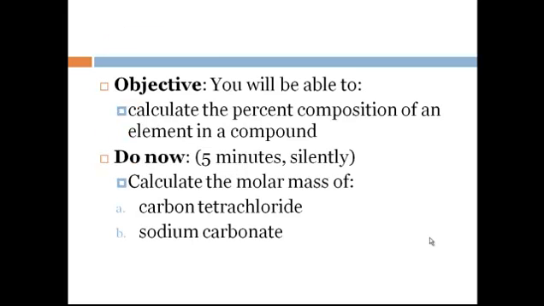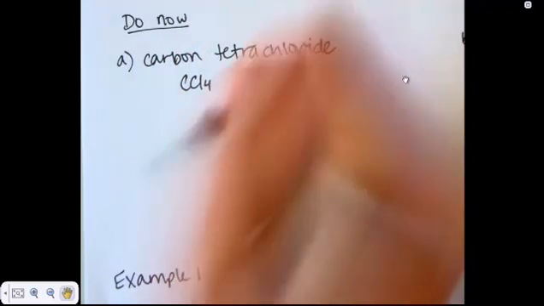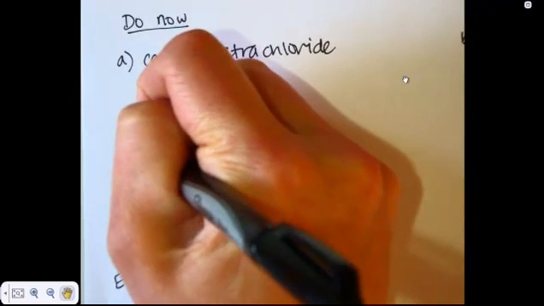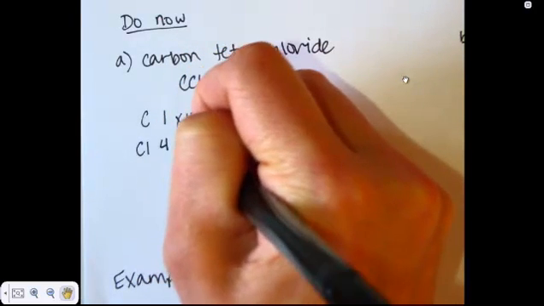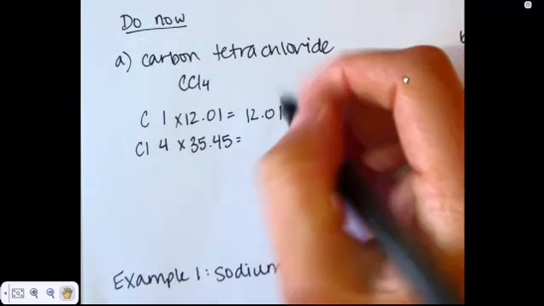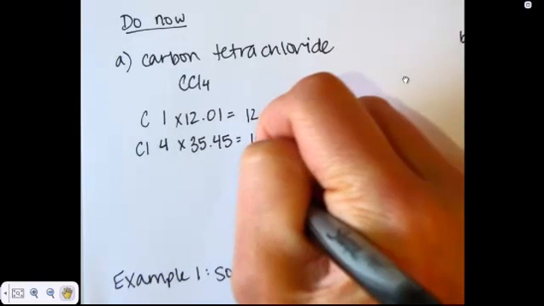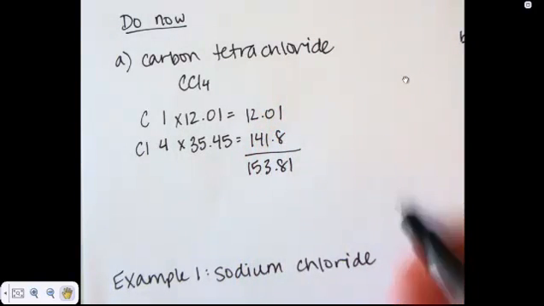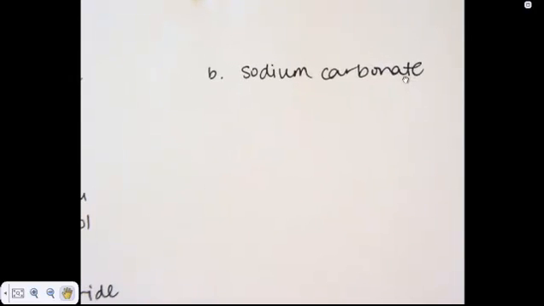So here are the answers to the do now. This first one asks you to calculate the molar mass of carbon tetrachloride. The first step is to write down the correct formula for carbon tetrachloride. We'll make a list of each element in carbon tetrachloride and how many atoms of each element. Multiply that times the molar mass for each element. We're going to multiply across. And then we'll just add down. And you have two choices for your units here. You could either write AMU or grams per mole.